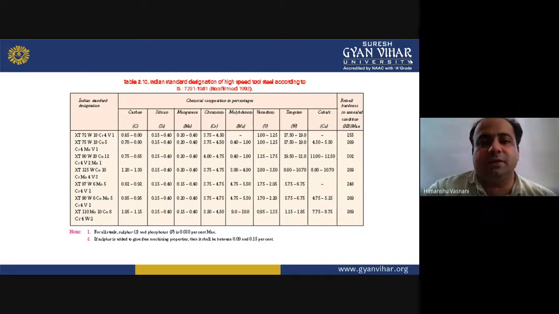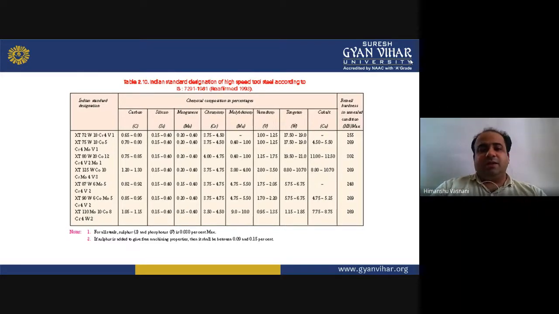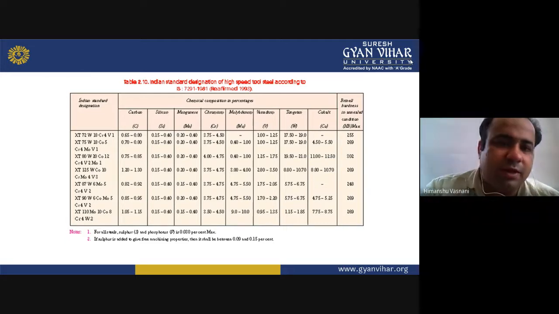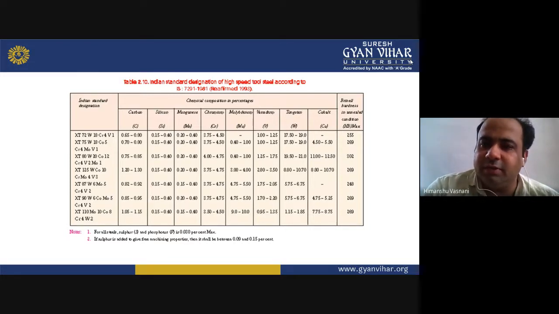So you can see the chemical composition percentages, that is, various elements are listed in this table, like carbon, silicon, manganese, chromium, molybdenum, vanadium, tungsten, cobalt. So many elements have been added to high speed tool steel. On the left column you can see the various components available, and the hardness is shown in the last column on the right hand side, in the annealed condition.